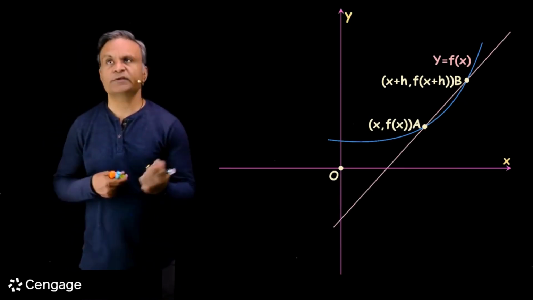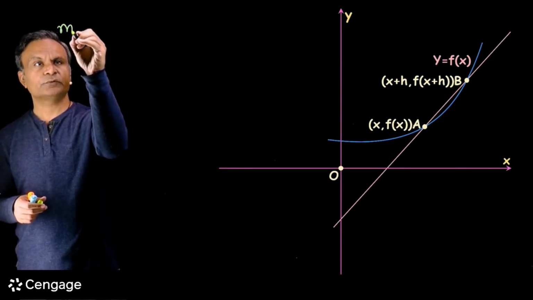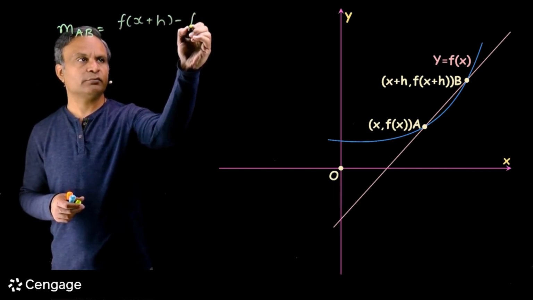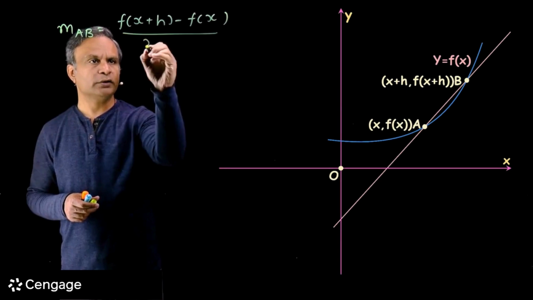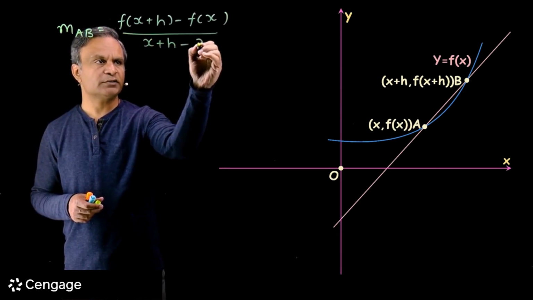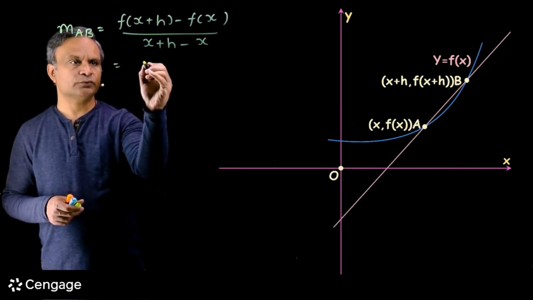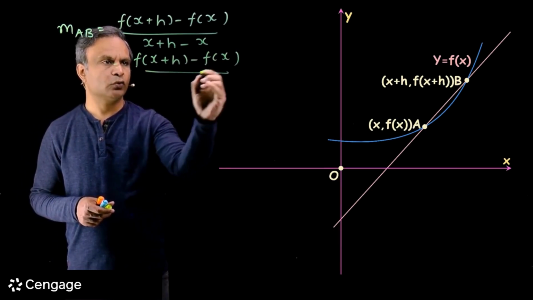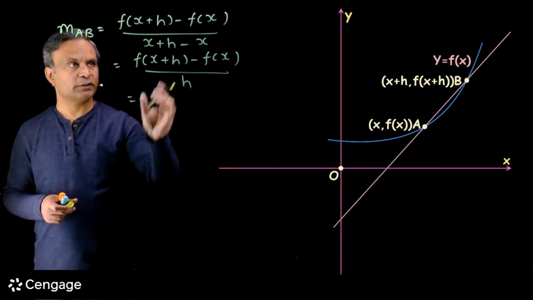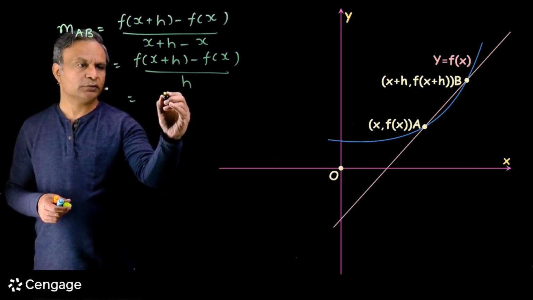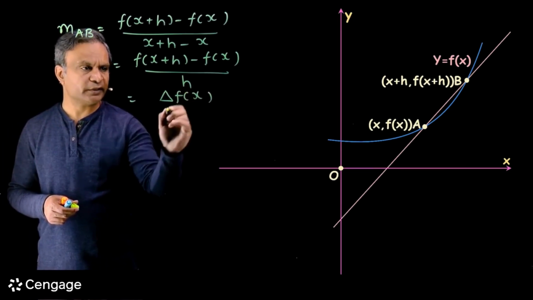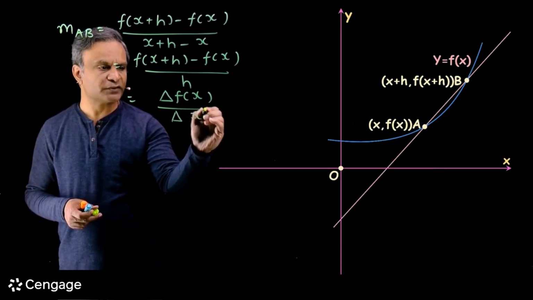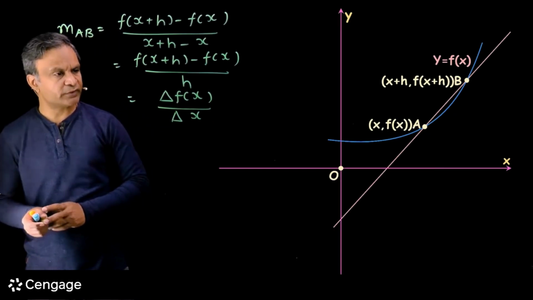The slope of this secant line AB is (f(x+h) - f(x)) / ((x+h) - x). This is equal to (f(x+h) - f(x)) / h. The numerator is the change in the value of f(x), denoted by delta f(x). This h is the change in the value of x, meaning delta x. So we have the ratio delta f(x) over delta x.